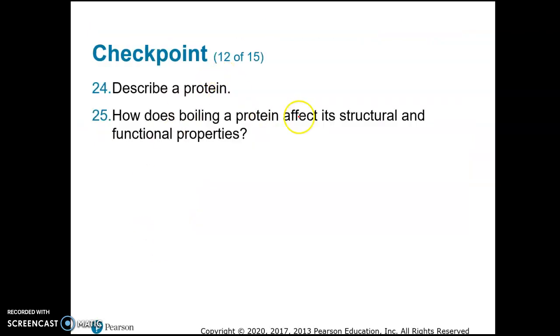How does boiling a protein affect its structural and functional properties? It denatures the protein. It changes its structure, its tertiary and quaternary structure, the 3-dimensional shape of the protein, and then that causes it to be non-functional.